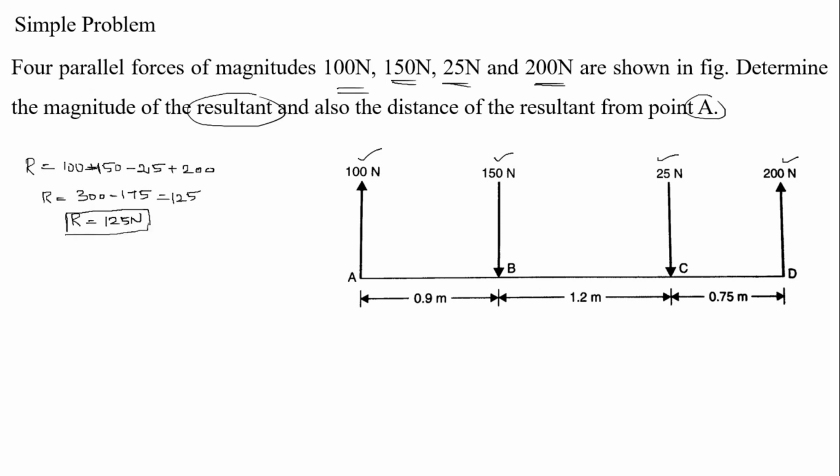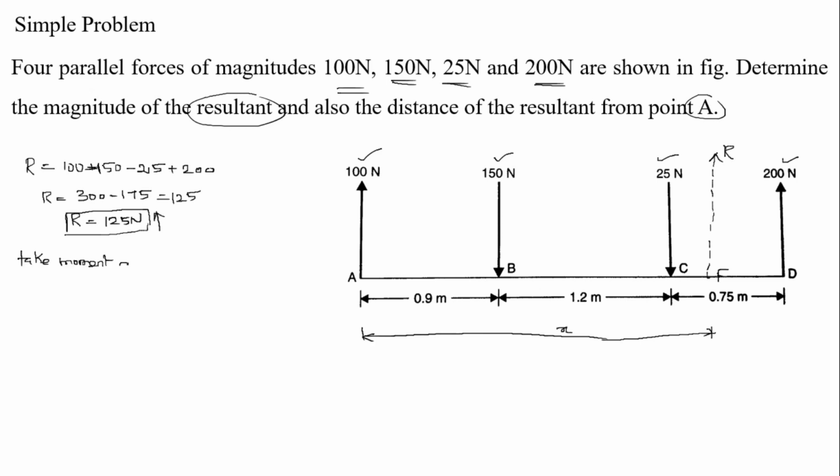Now let us assume this resultant R is acting somewhere in between C and D or A and B, whatever it may be, and this is a positive value. We assume that a positive value is acting upward and the force acting downward is negative. So we got a positive value, which means this resultant is acting upward. Now let us assume the distance between A and F is equal to x.